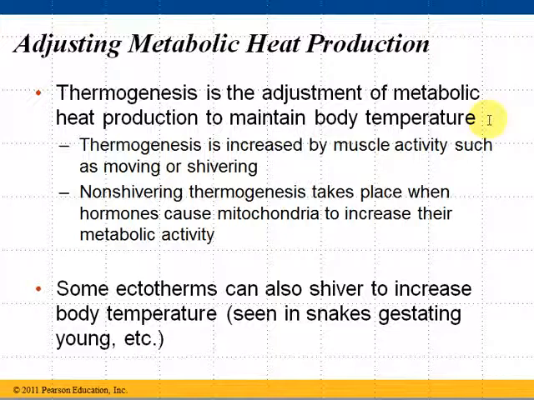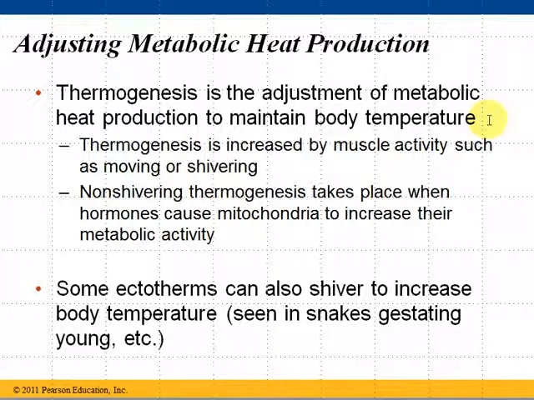Non-shivering thermogenesis takes place when hormones cause mitochondria to increase their metabolic activity. So even at the cellular level, cells themselves don't really shiver, but they can increase the activity of the mitochondria, and that will increase their thermal energy output, increase the temperature overall.